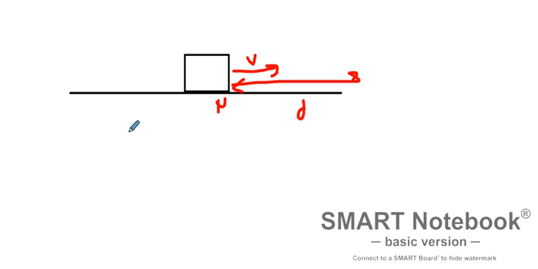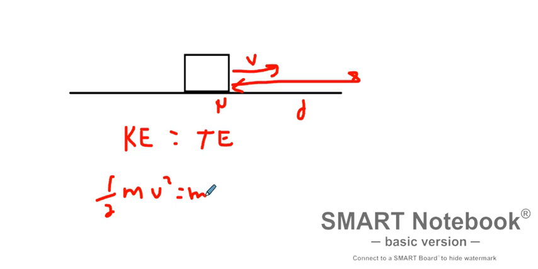In this case, it's just a kinetic energy conversion into thermal energy. There's no applied force on it. We're not going up or down. It's just a real quick kinetic energy. We're losing it into thermal energy here. So I'm just going to do 1/2 mv squared equals mg mu, times d.